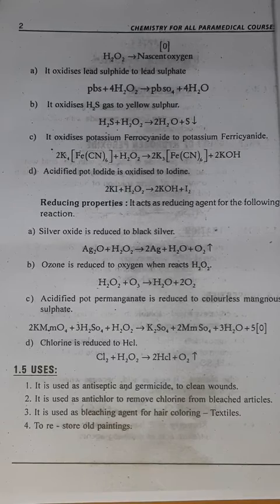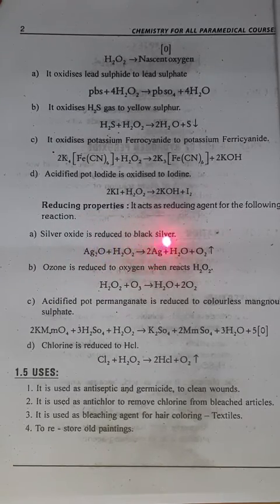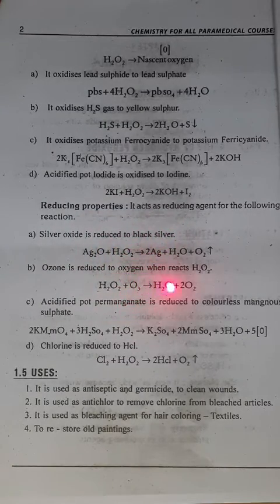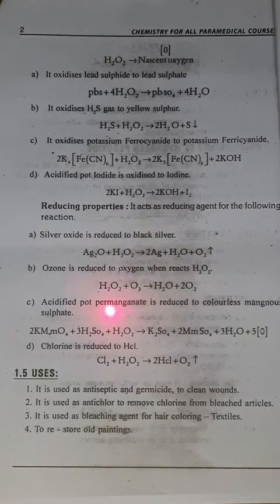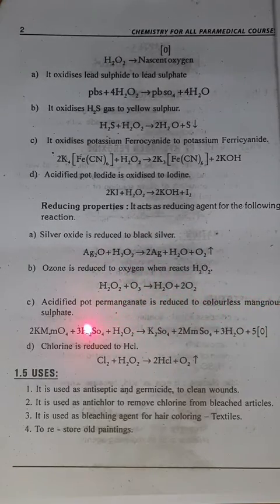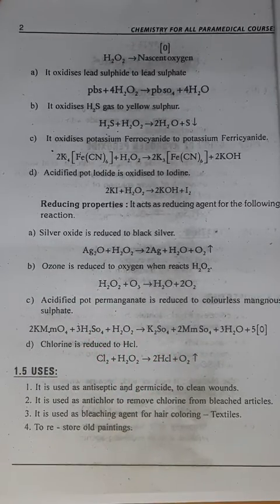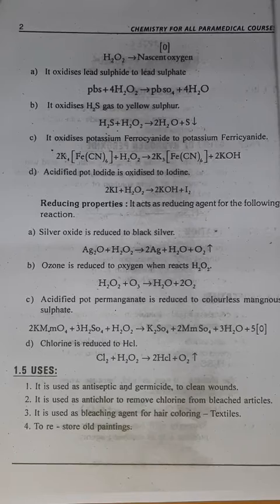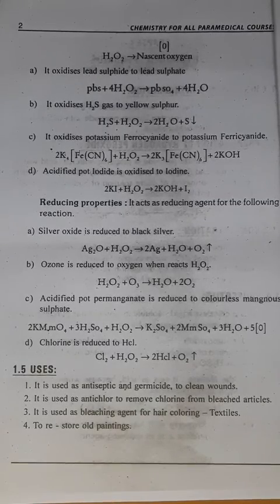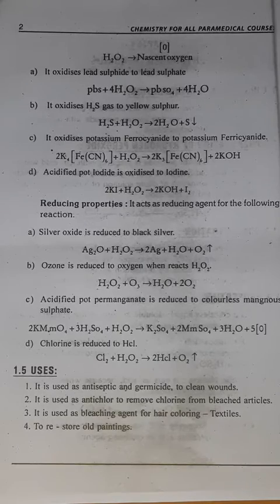So it reduces silver oxide to silver, then ozone to oxygen, then potassium permanganate to manganese sulfate and chlorine to hydrochloric acid. Then the last points regarding hydrogen peroxide are the uses of hydrogen peroxide.